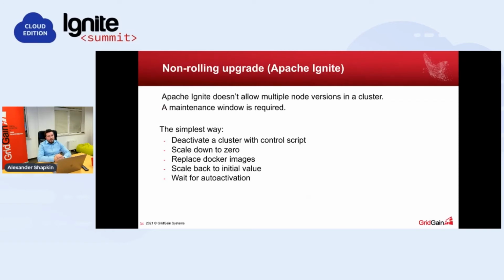Unlike GridGain, Ignite doesn't allow you to run multiple node versions in the cluster, which means a maintenance window is required to perform an upgrade. And the simplest way, I think, would be to deactivate the cluster to stop possible updates, scale down to 0, replace your image, and then scale back to the original value and wait for cluster auto activation. So it is pretty simple, I suppose.